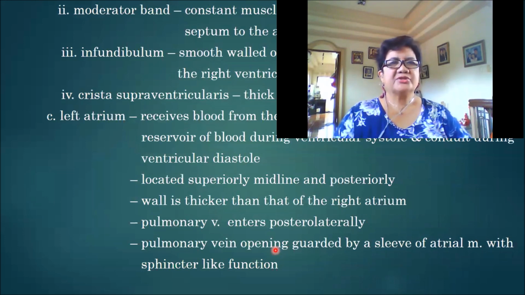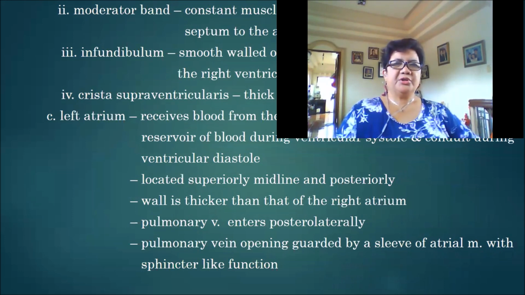Then another structure which is significant only to the right ventricle. This is your moderator band. This is a constant muscle which crosses from the lower ventricular septum to the anterior wall to join the papillary muscle. So your moderator band is a muscle which is constant and can be seen only on the right ventricle.